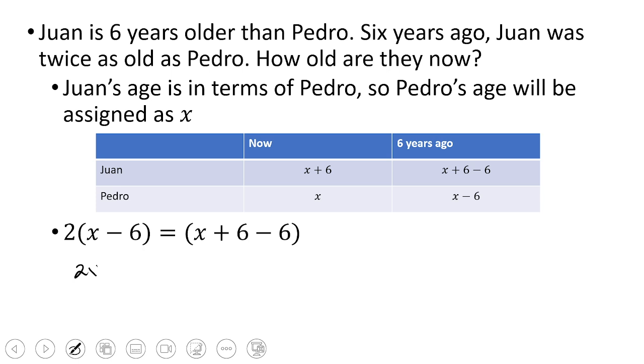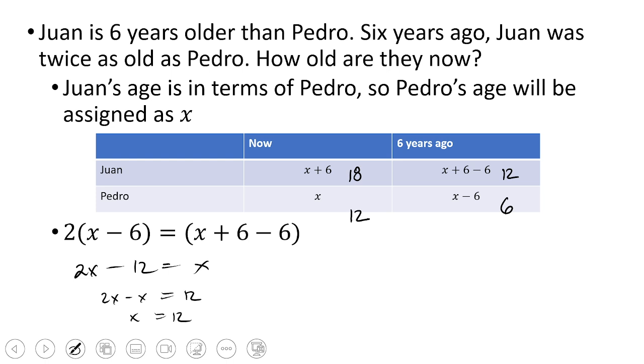So we will get 2x minus 12. This is equal to x. And then this will be 2x minus x is equal to 12. So x is 12. So Pedro's age right now is 12, and Juan's age right now is 18. If that is the case, what is the age of Pedro 6 years ago? That would be 6, and the age of Juan 6 years ago will, of course, be 12.